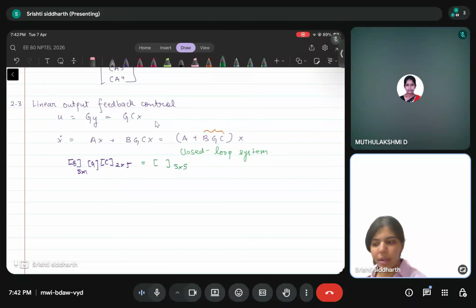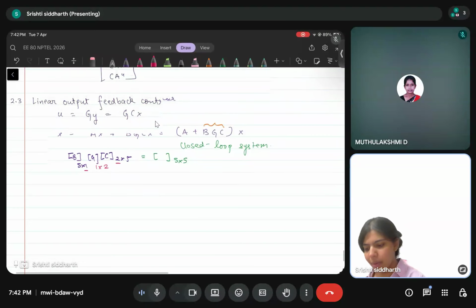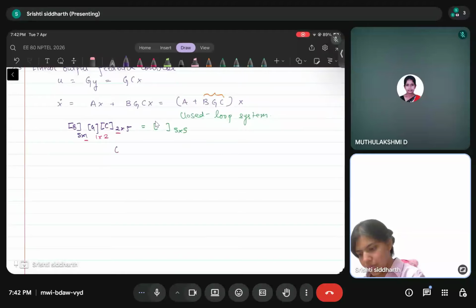So what's the dimension of G? The number of columns of B should be equal to the number of rows of G for correct matrix multiplication. So G is 1 by 2. Let me see if this is it. Yeah. So it's 1 row, 2 columns. Let's say this is G1 and G2.